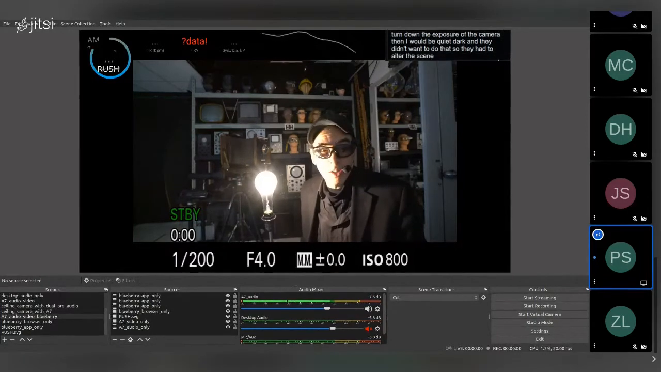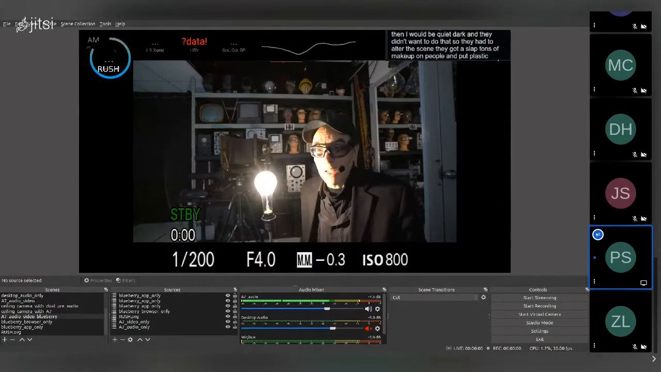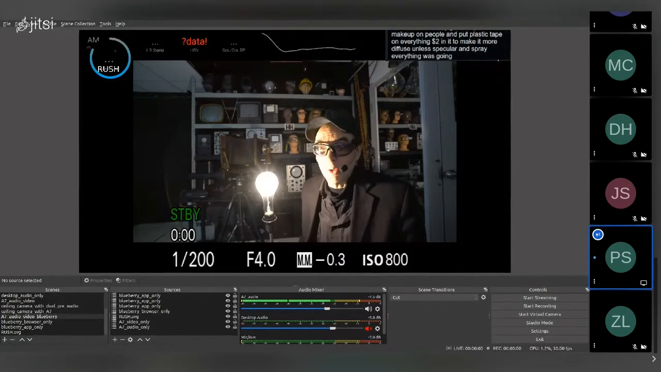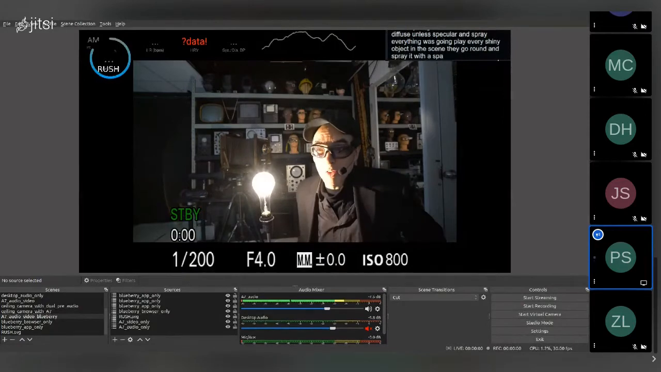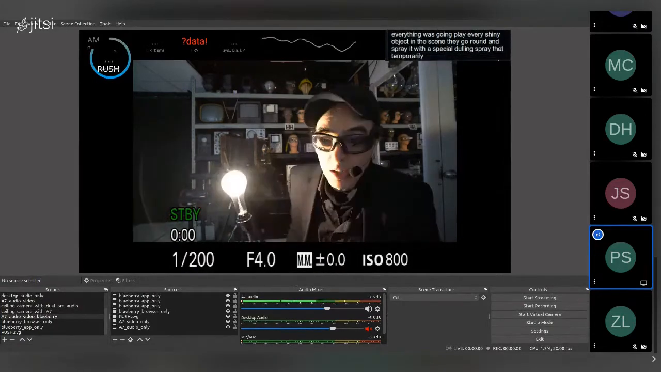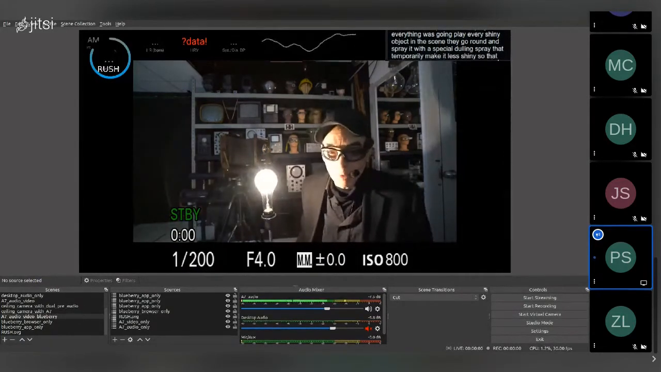They'd slap tons of makeup on people and put plastic tape on everything to dull it, to make it more diffuse and less specular, and spray everything with dulling spray. Every shiny object in the scene, they'd go around and spray it with a special dulling spray that would temporarily make it less shiny so that the camera was able to see it.